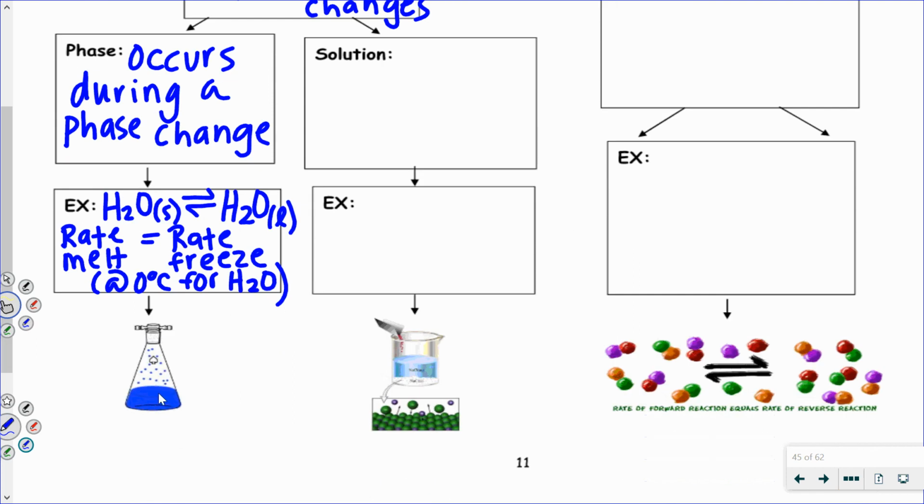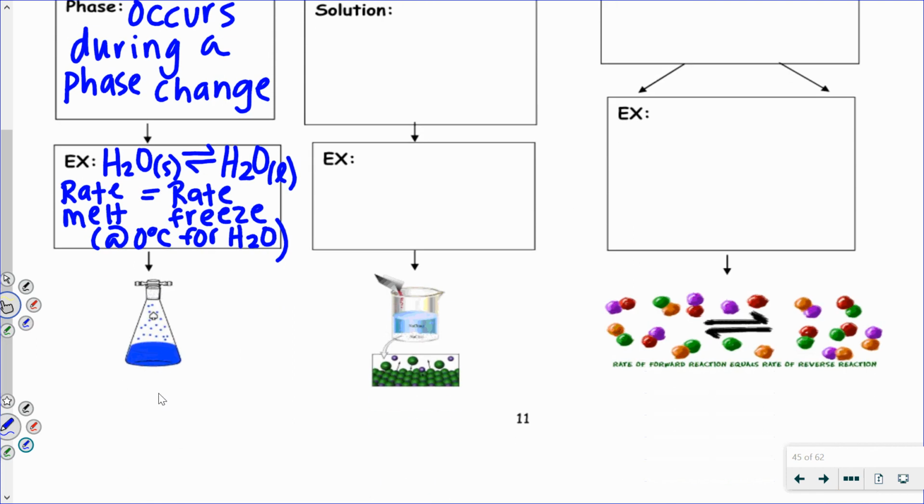Take a look at this flask down here. Notice I have a stopper on top. This is showing that this is under a closed system. Now this is representing a liquid. I'm going to say for the sake of this, it's water again. So I have liquid water, and it is, double-sided arrow, forming into a gas.